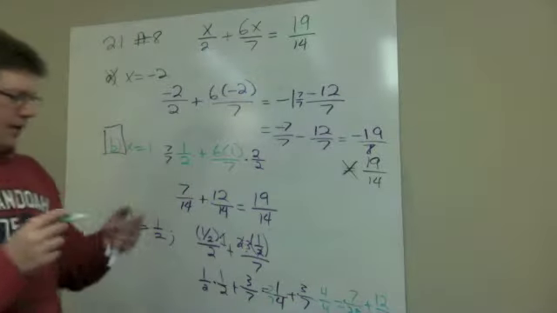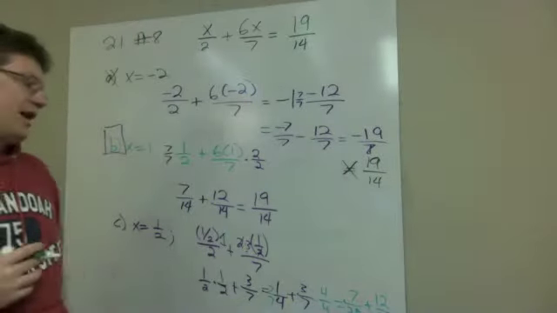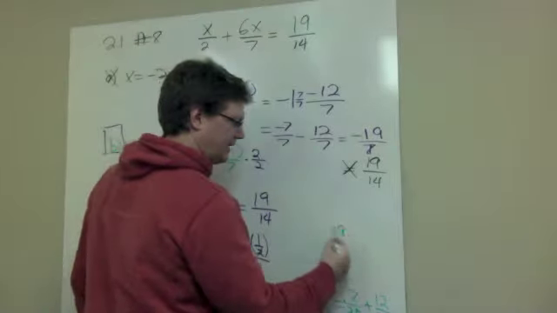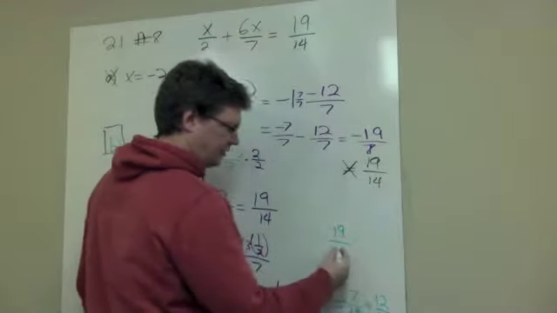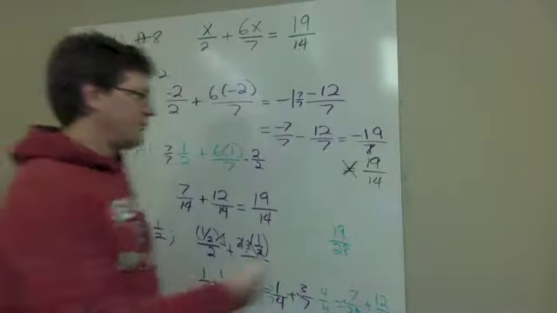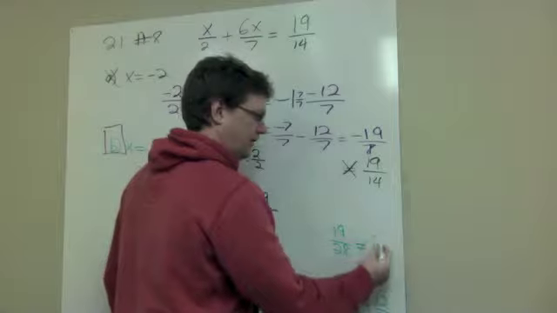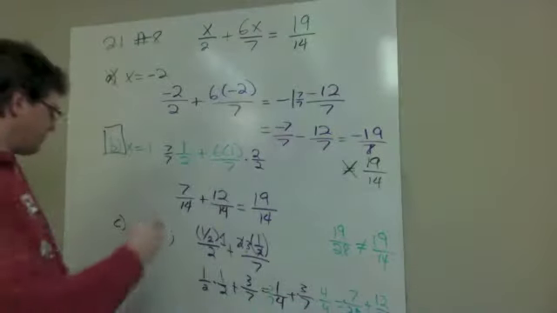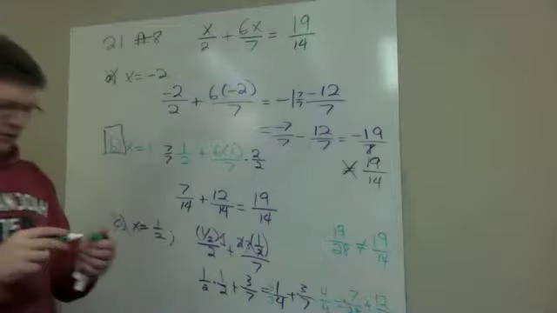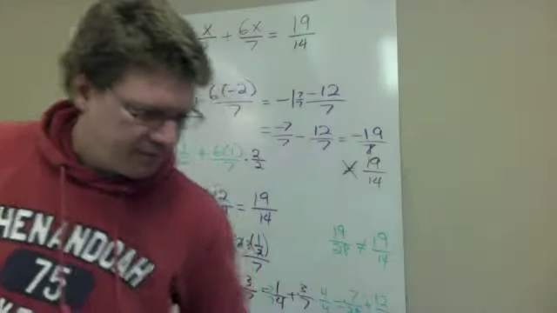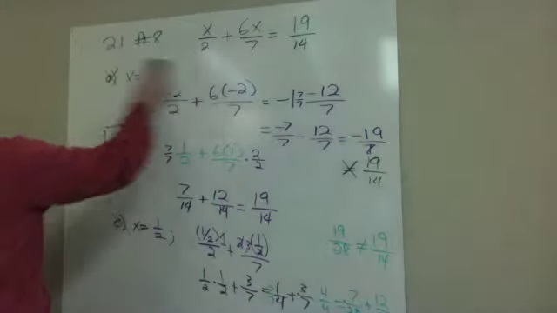Now, when we add these things up, since we have a common denominator, we have a 7 on the top and a 12 on the top. That makes 19, over 28. 19/28 is not equal to 19/14. So C also will not work. Okay. Now to check our last one, D, x is equal to 7.